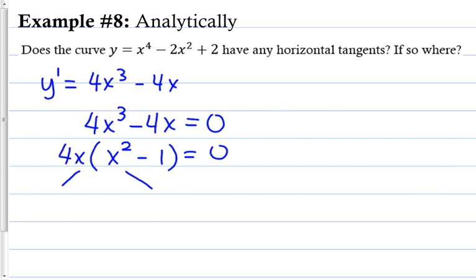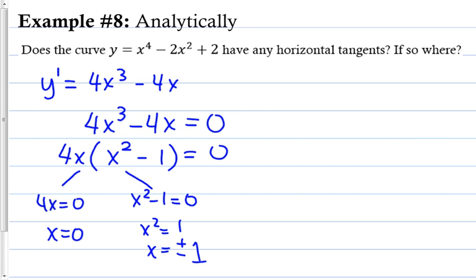Use the zero product property. 4x equals 0. That means x equals 0. And then x squared minus 1 equals 0. That means x squared equals 1, which means x equals plus or minus 1. So my horizontal tangents are at x equals 0 and x equals positive 1 and negative 1. It didn't specifically say the points, but you know, what the heck? We can just find the y values.